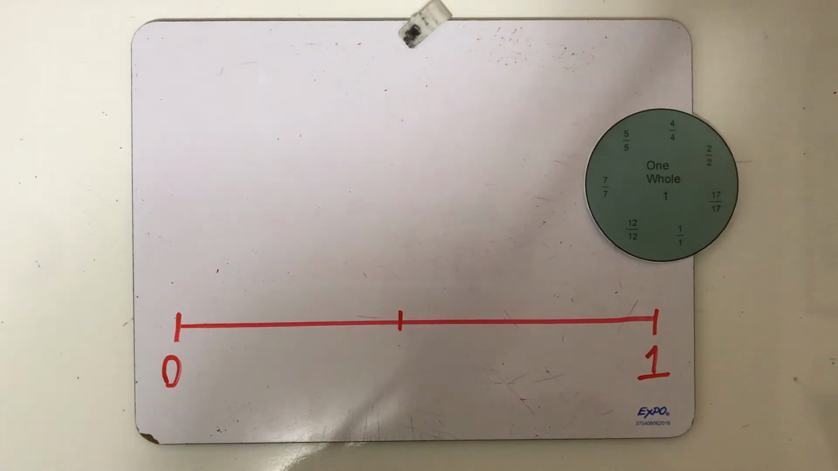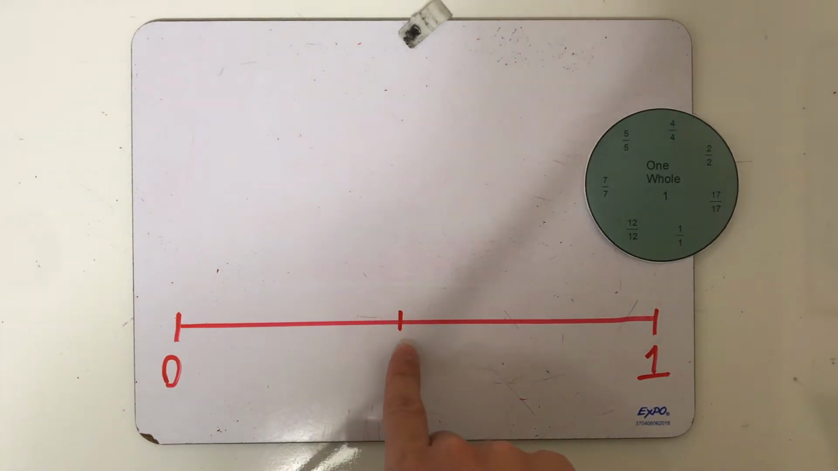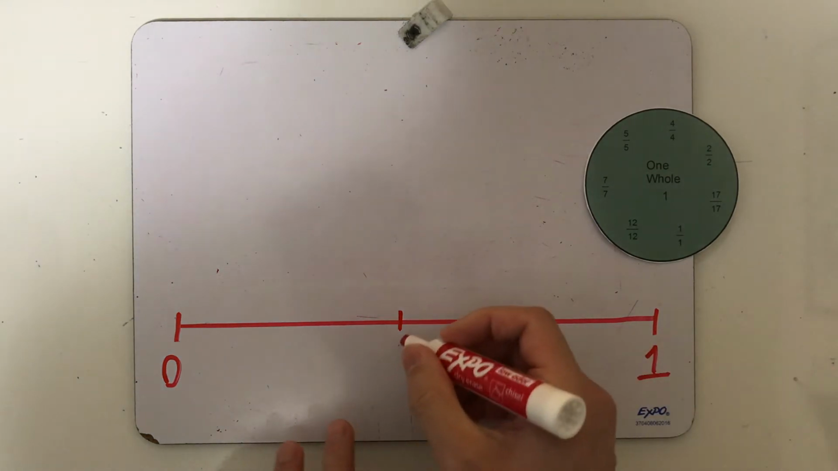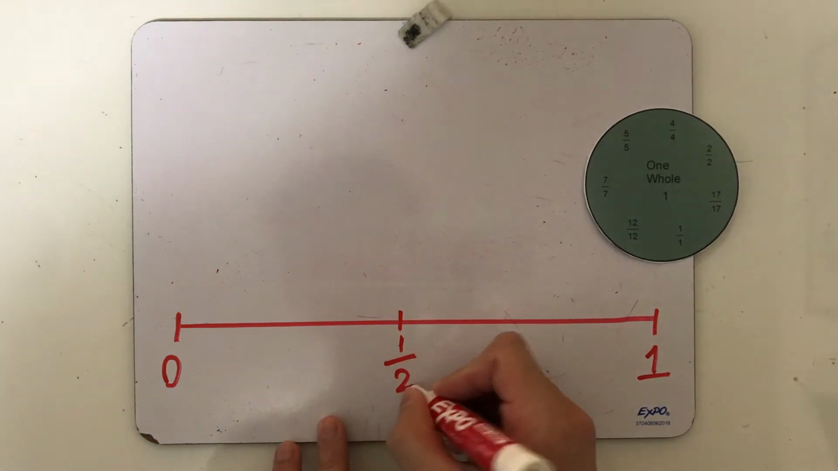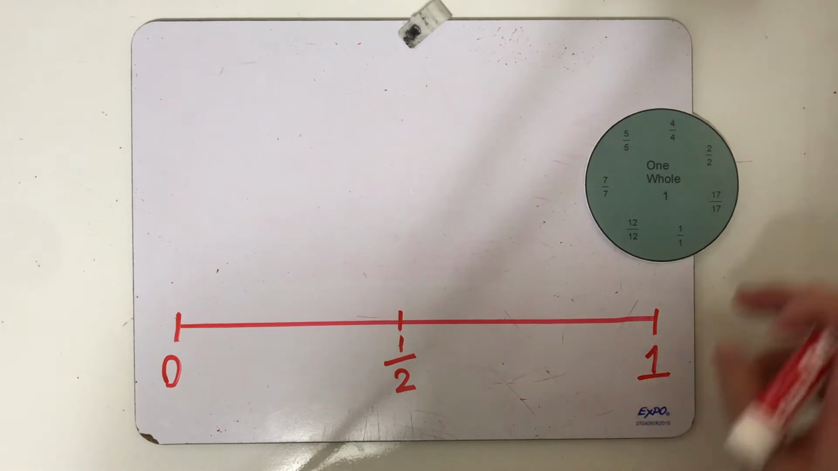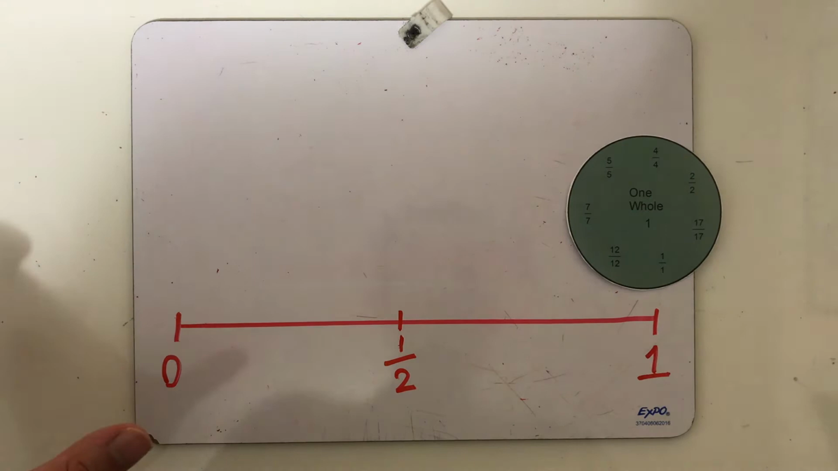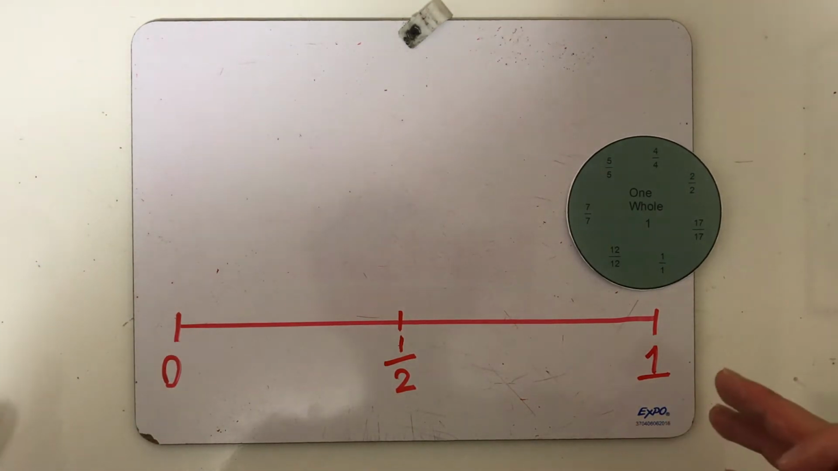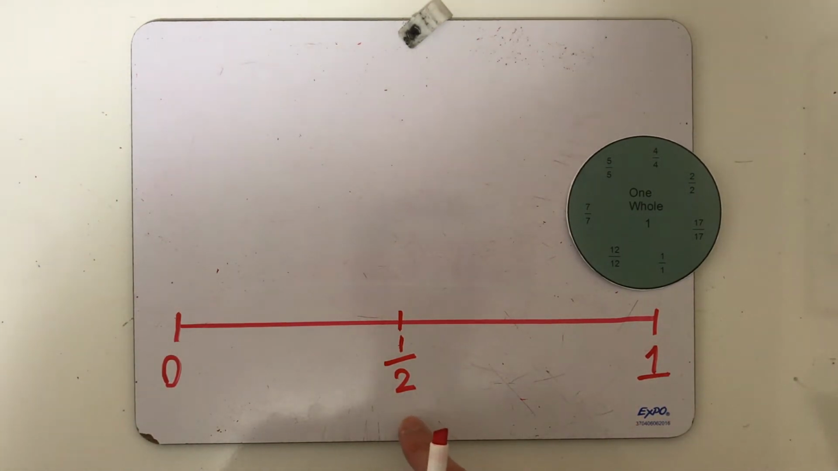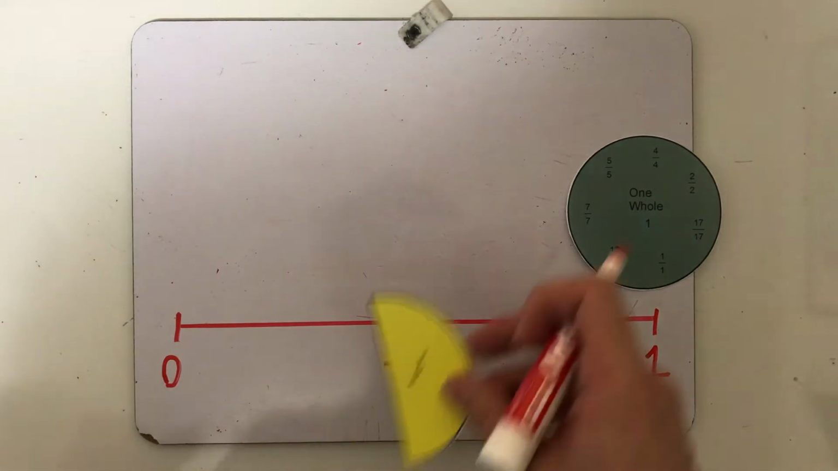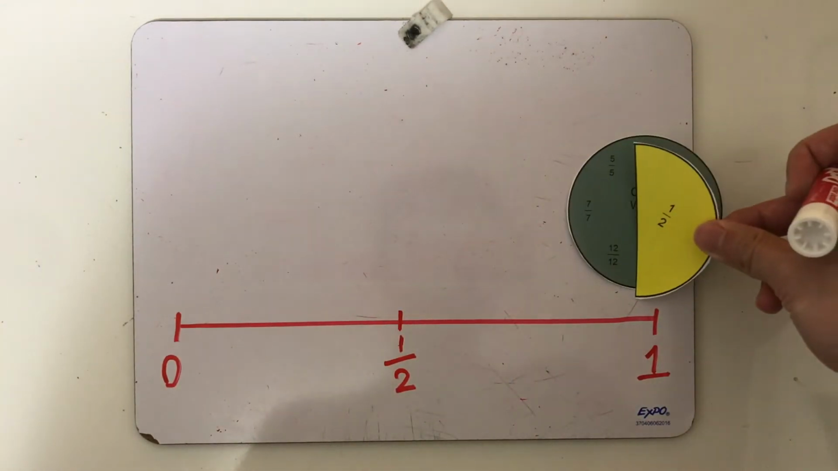So the first question I want you to figure out is, what is the benchmark number we're going to use in the very middle of our number line? Well, if we think about it, the only fraction that can go in there is 1/2. Because if this end is the number 1, representing 1 whole, and this end is 0, representing nothing, or 0 parts, or 0 wholes, then the only number that can go in the middle is going to be 1/2, or in this case, 1/2 of the circle.